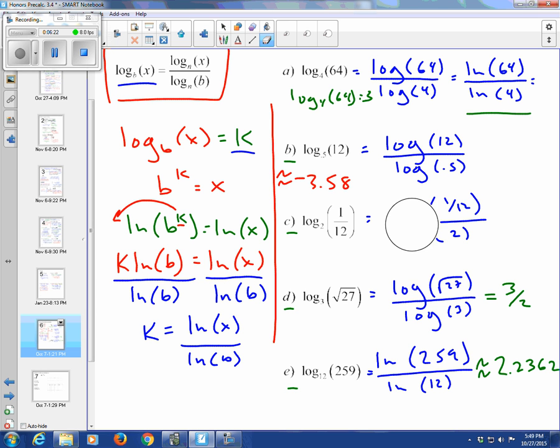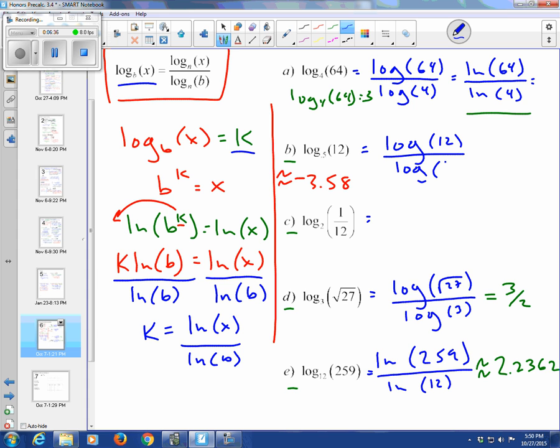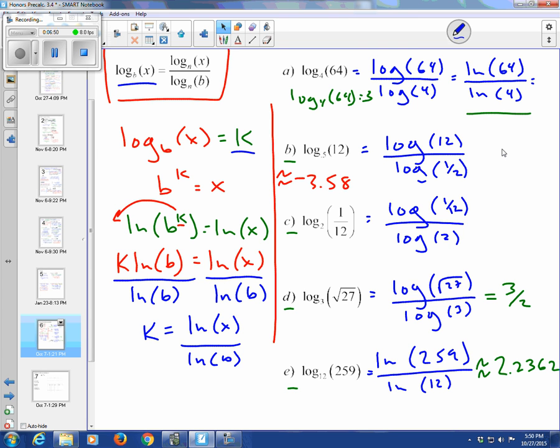So right here, if we look at the common log of 12 over the common log of 0.5, first off what we can say is the common log of 0.5 we could also write as 1 over 2, right? And now let's represent our log base 2 of 1/12 as the common log of 1/12 over the common log of 2.